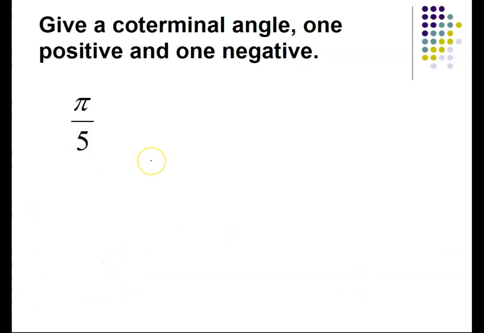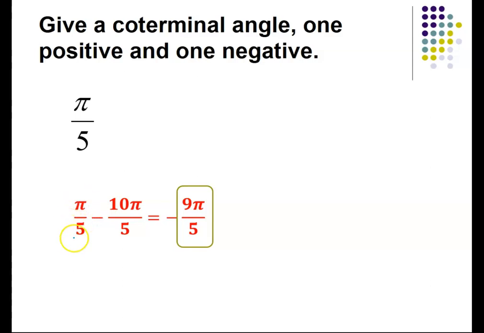Let's try to find the coterminal angles, one positive and one negative. To find a coterminal angle, you're going to subtract 360, which is equal to 2 pi. Therefore, you will have now pi over 5 minus 10 pi over 5. Where did we get 10 pi over 5? So 2 pi, because the denominator is 5, we will make this the same denominator, so you multiply by 5 over 5. Therefore, we get now 10 pi over 5. That is the reason why we get this one, okay?